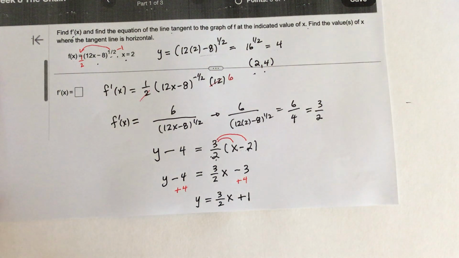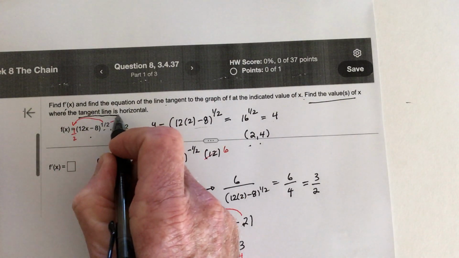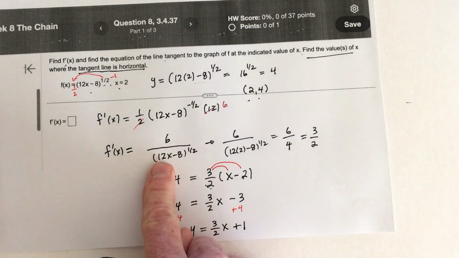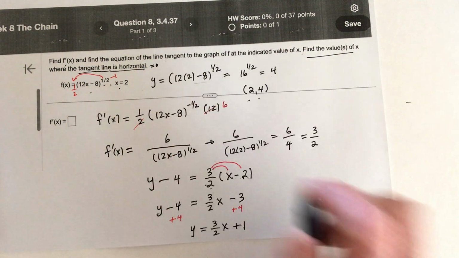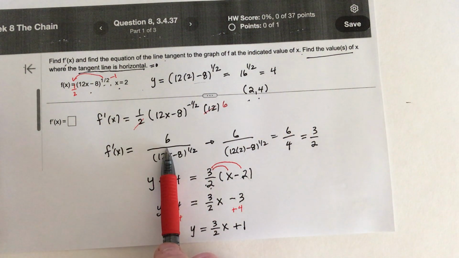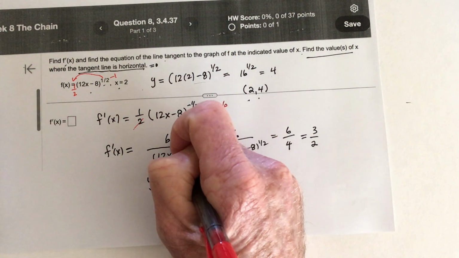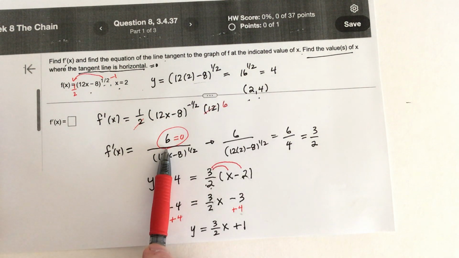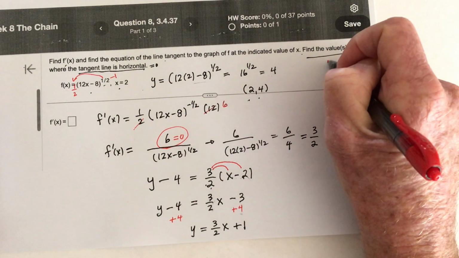And then before we go on to the next one, they also said find the values of x where the tangent line is horizontal. So they're not asking you about this one, but they're saying go back to the derivative. Horizontal means that the slope equals 0. So for this second question here, they're saying take the derivative and set it equal to 0. And the only way a fraction equals 0 is if the top equals 0. But for this particular problem, the top cannot equal 0 because a 6 never equals 0. So this one has no solutions.